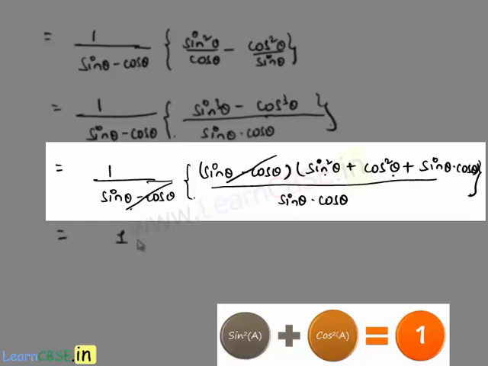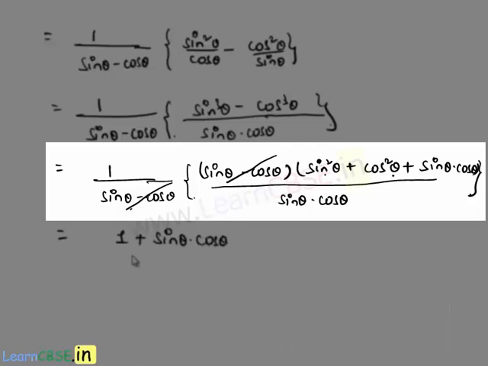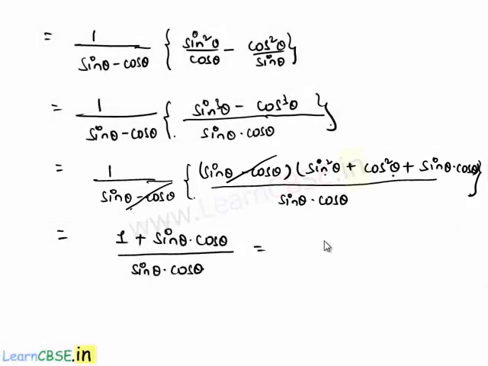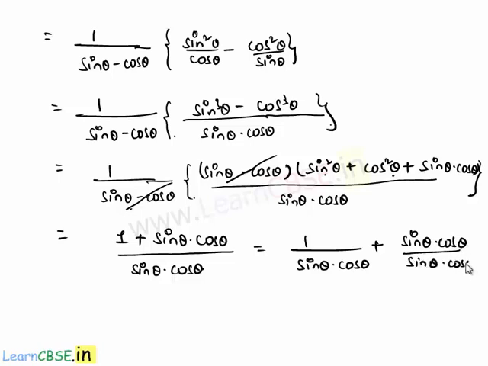Let us substitute that, it becomes (1 plus sin theta cos theta) whole divided by sin theta cos theta. Let us separately divide it, then it becomes 1 by sin theta cos theta plus sin theta cos theta whole divided by sin theta cos theta.